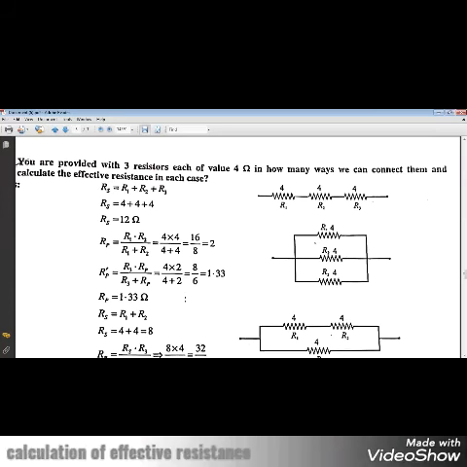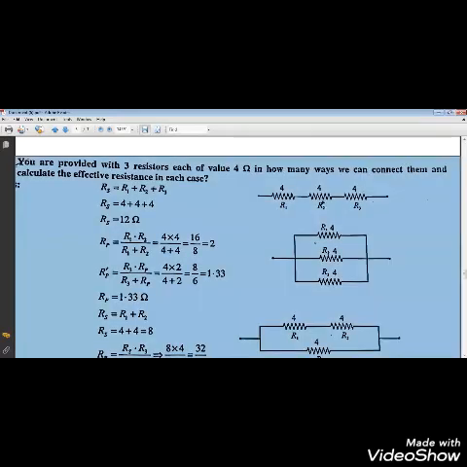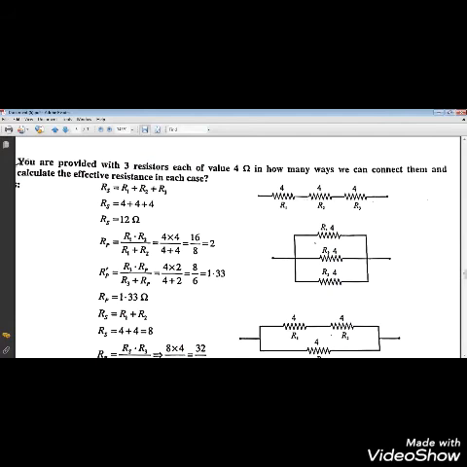Okay, let us solve the problem regarding resistance. You are provided with 3 resistors, each of value 4 ohm. In how many ways can we connect them? Calculate the effective resistance in each case.